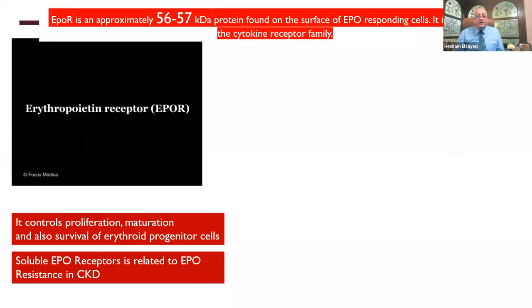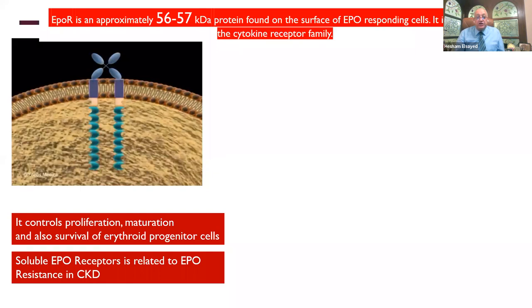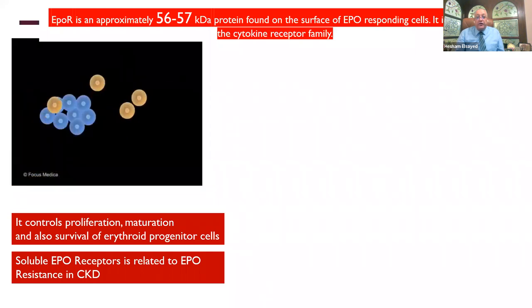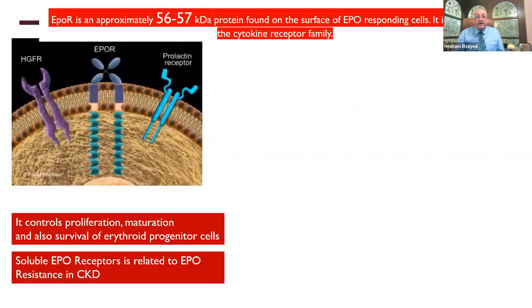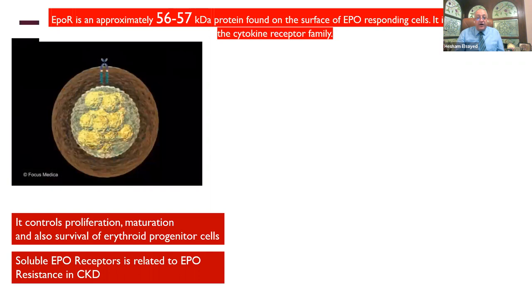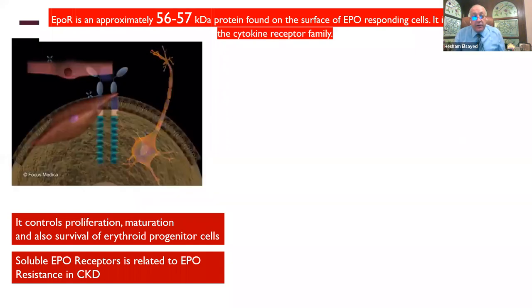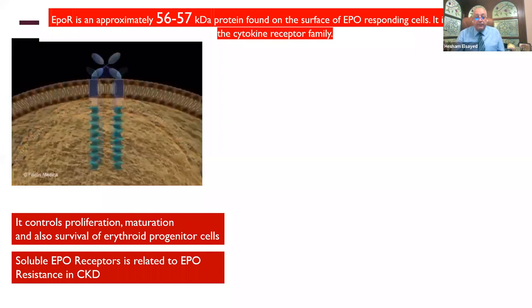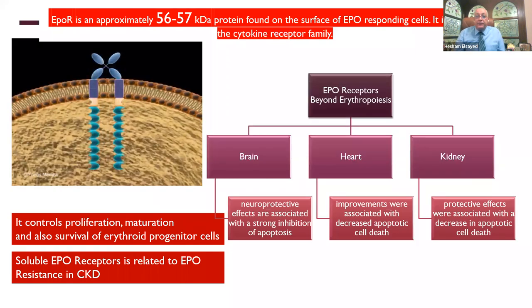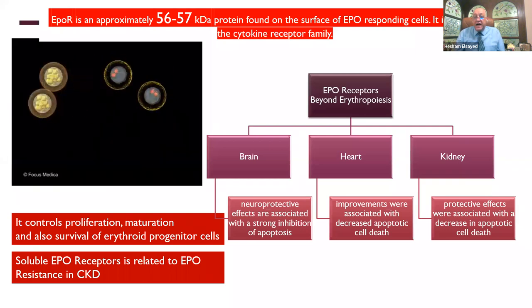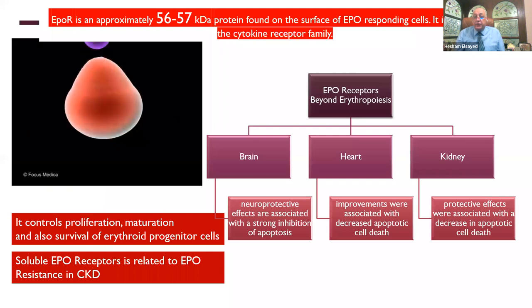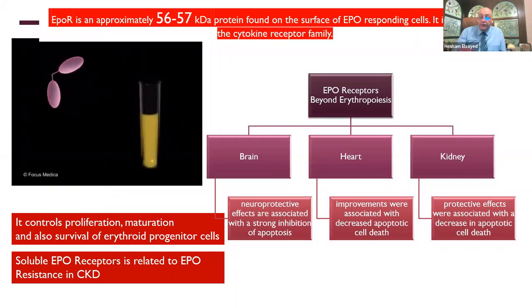The erythropoietin receptor controls the proliferation, maturation, and survival of erythroid progenitor cells. Soluble EPO receptor is related to EPO resistance in CKD. If we have a soluble EPO receptor that binds the erythropoietin molecule, we have dysfunctional erythropoietin, even though we can have a high level of erythropoietin due to increased soluble EPO receptors in the blood of patients with CKD. EPO receptors beyond erythropoiesis can function in the brain and the heart, with improvement associated with decreased apoptotic cell death, as well as in the kidney, where there is a protective effect associated with a decrease in apoptosis and cell death.